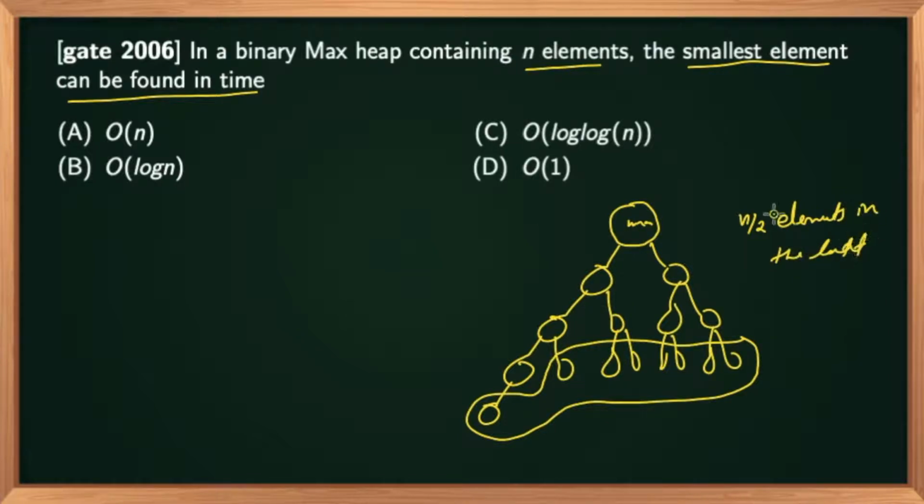So approximately you will have n by 2 elements. You have to compare these n by 2 elements to find out the smallest element. So that will take at least n by 2 comparisons. We can remove the by 2, because n by 2 is nothing but a constant. So we need order of n time to find the smallest element from a max heap. So the answer should be A.